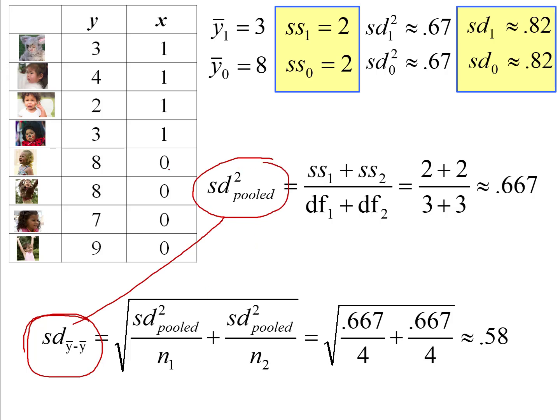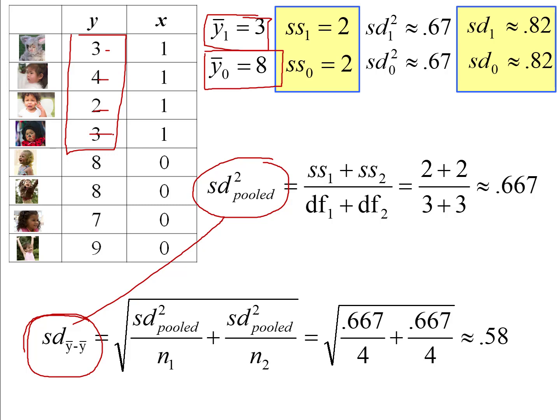Now, with this example, we've already previously calculated the mean for group 1, y bar for group 1, which was 3, and the mean for our control group, group 0, y bar for group 0, was 8. So we could proceed and calculate a standard deviation for each group. For group 1, we have these 4 children, and we could take each of these scores on the y variable and subtract the mean from it: 3 minus 3, 4 minus 3, 2 minus 3, 3 minus 3, and get each child's deviation score.